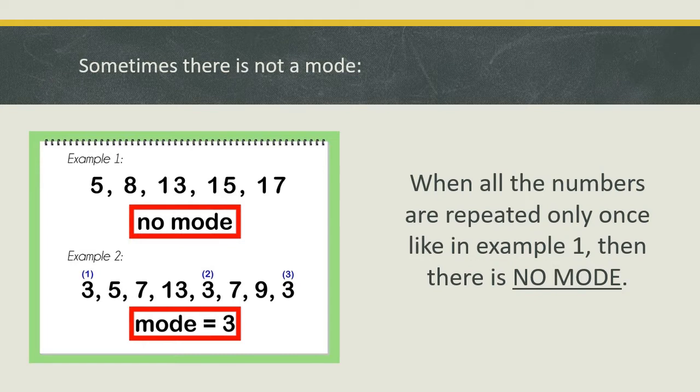You just find the number that appears most often. But it's important to note that sometimes there's not a mode. So in example 1, you see all the numbers are only repeated once. Therefore, there's no mode. So there does not have to be a mode. But in example 2, you see 3 is repeated. So 3 is the mode. When a number is repeated, then there is a mode, but there does not have to be. You'll see some examples when there's no mode.